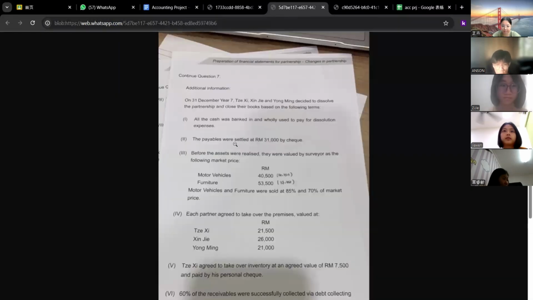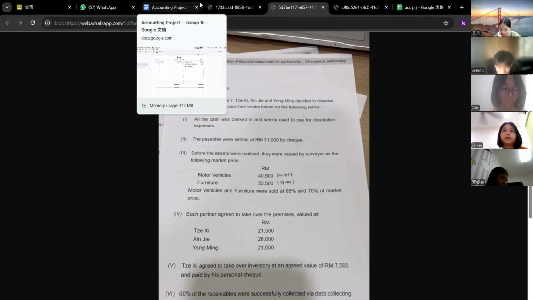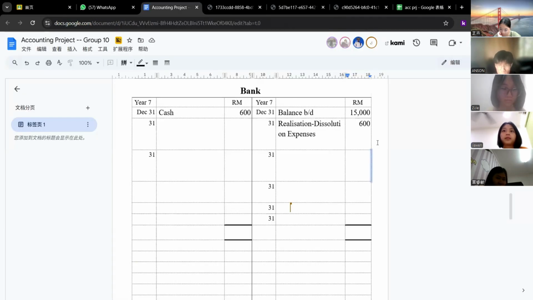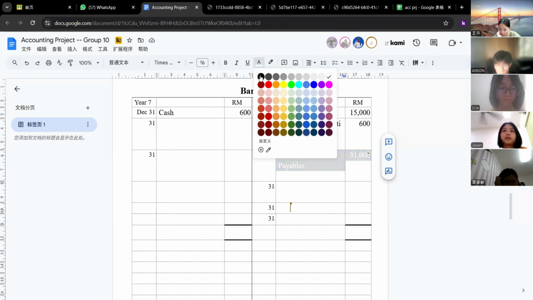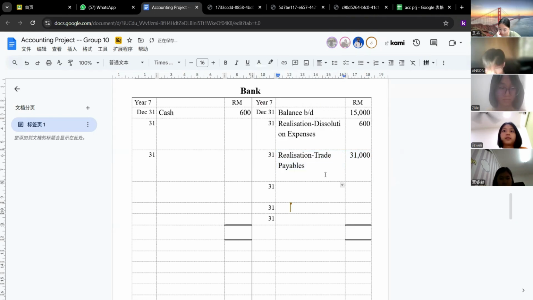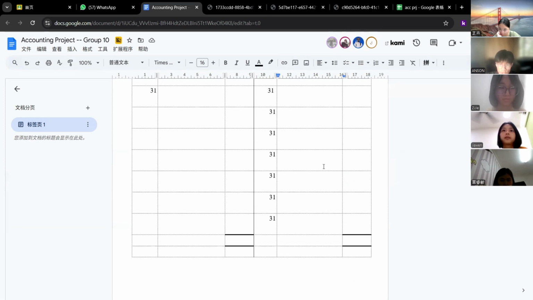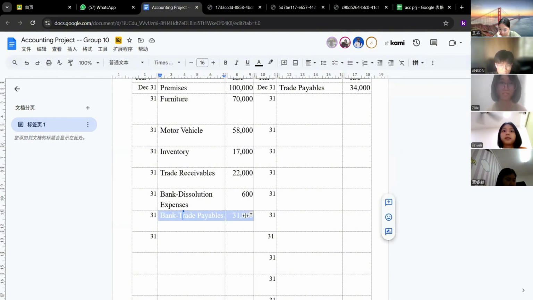Okay, the second one is the payables were settled at RM 31,000 by cheque. And by cheque it means bank. So we have to go to the bank, credit side, and then put realization, trade payables worth 31,000. And because it's credit, we have to debit on the realization account, bank, trade payables.